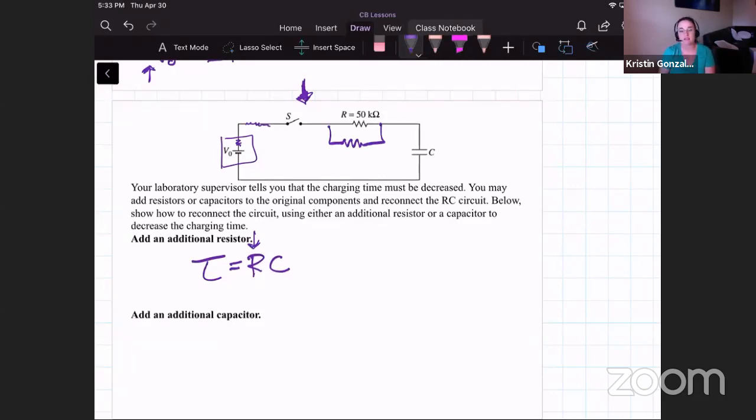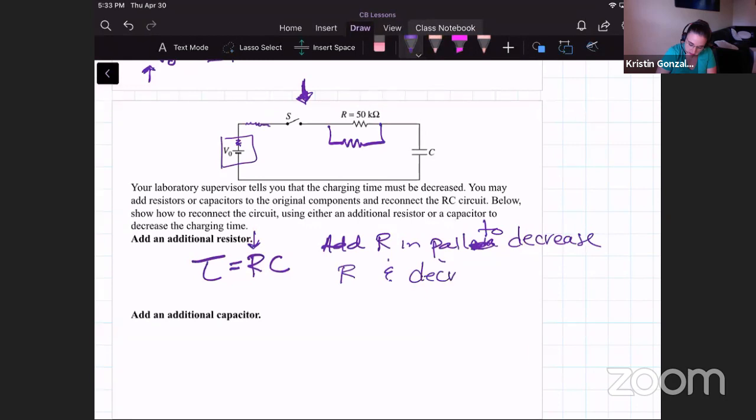parallel with that resistor. Because remember, adding resistors in parallel will always decrease the total resistance of your circuit. So we're going to add a resistor in parallel, the world's worst speller. We're just going to say parallel to decrease R and decrease our tau.